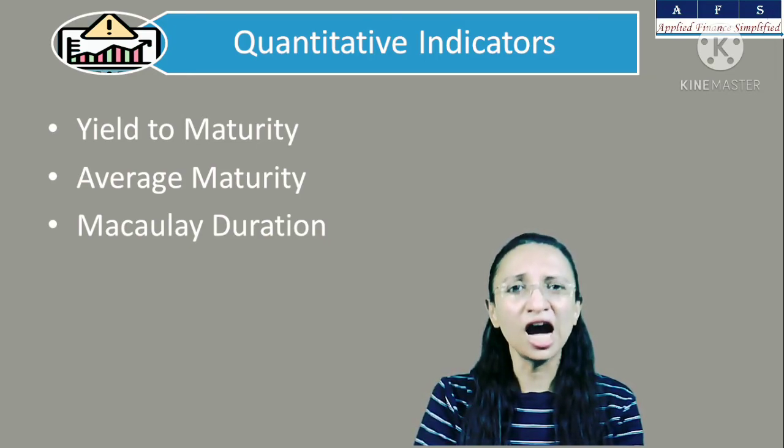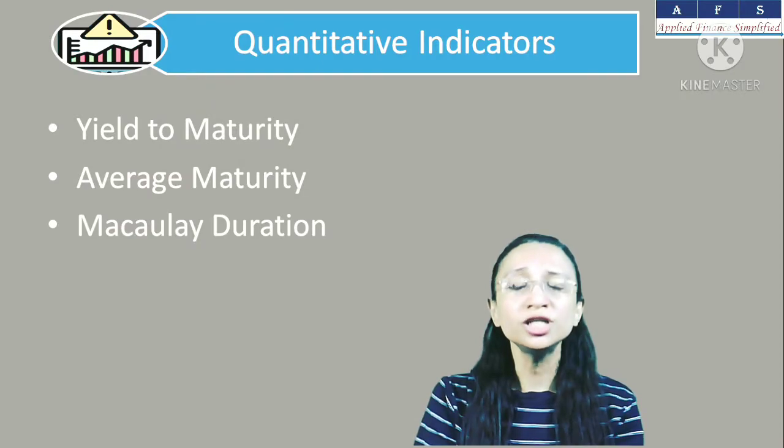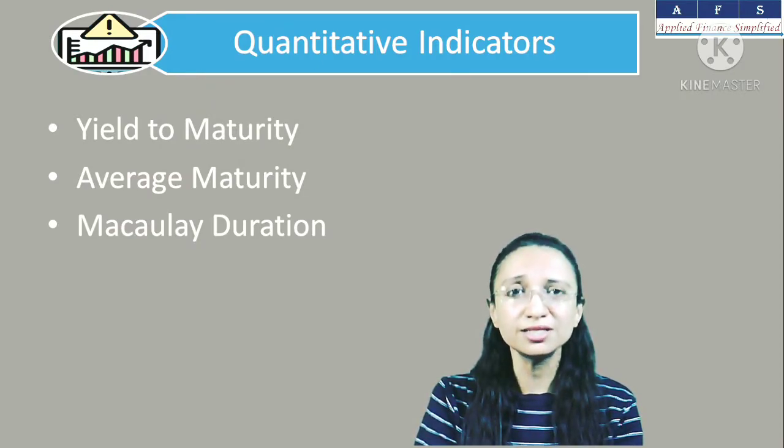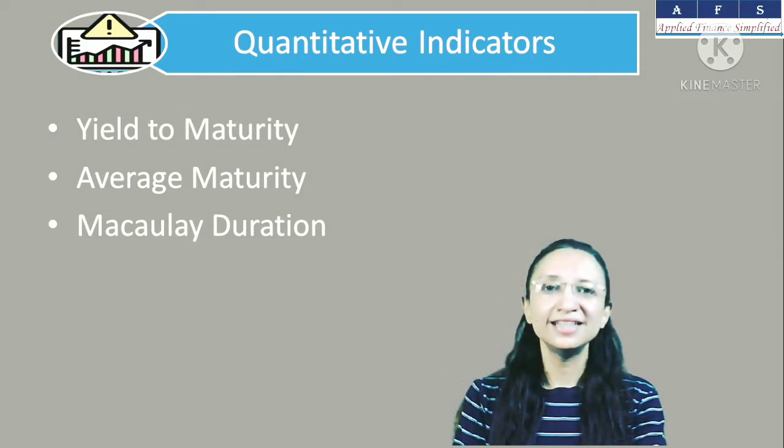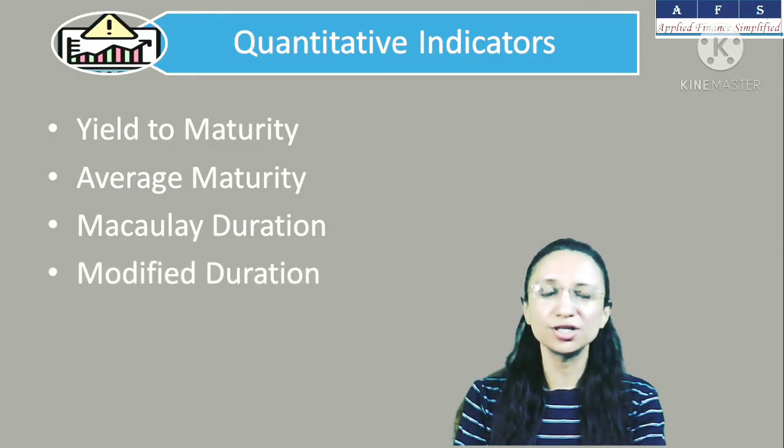Please remember, higher the Macaulay duration of a fund, it means it is more subject to interest rate risk. So you need to align your investment horizon with the Macaulay duration of the scheme. The next ratio is the modified duration. Modified duration indicates the price sensitivity of the fund to the changes in the interest rates.